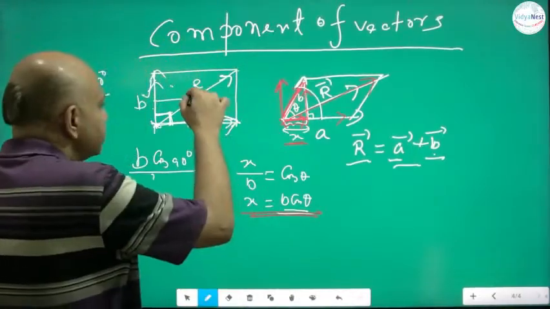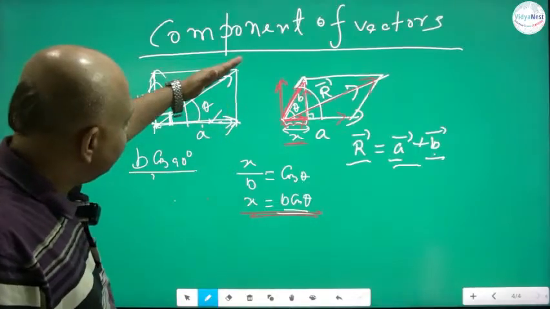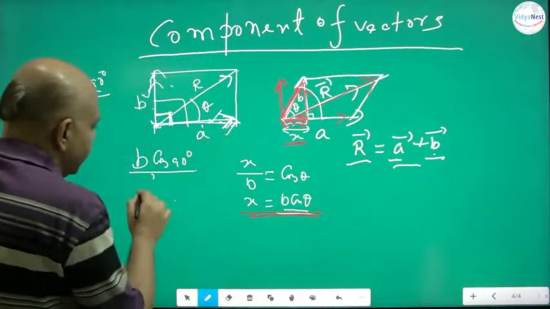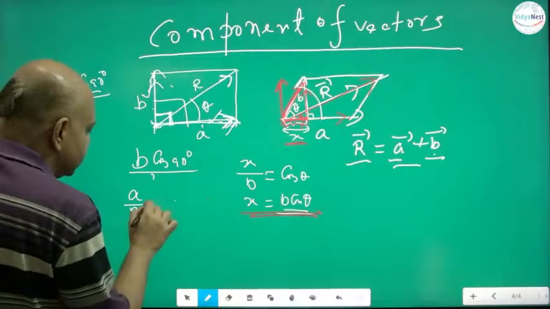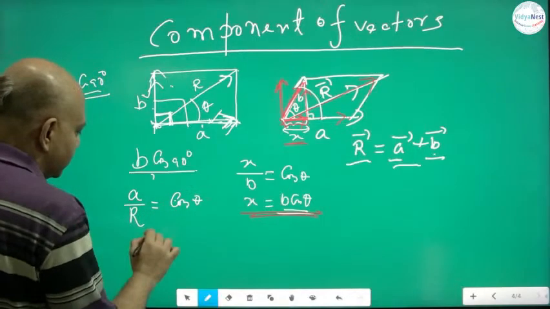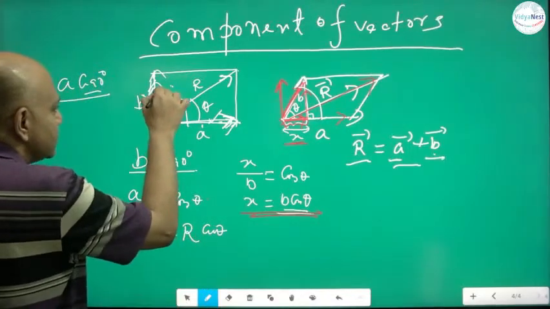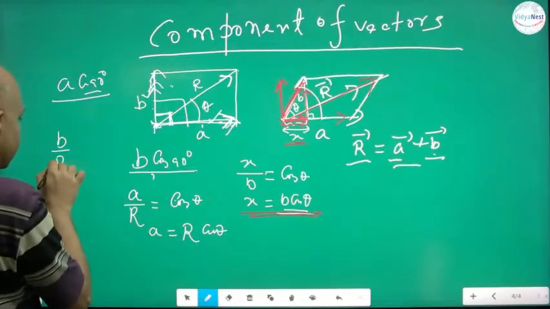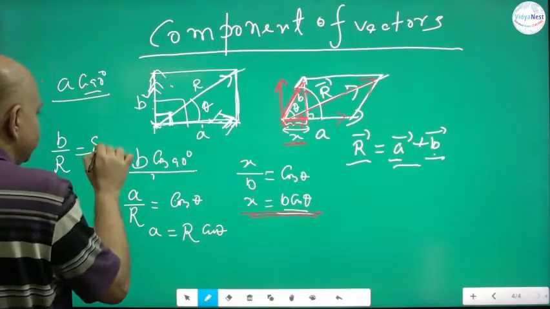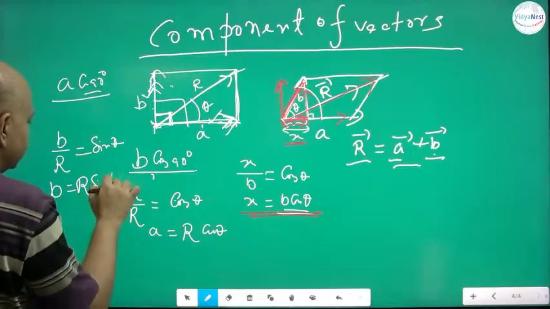Very good. Now see, if this angle is theta, because this is the vector r, vector r having a component along this direction, then a by r is equal to cos theta, isn't it? So a is equal to r cos theta. Take similarly this one, b by r, b is this much, b by r is equal to sin theta. So b is equal to r sin theta.